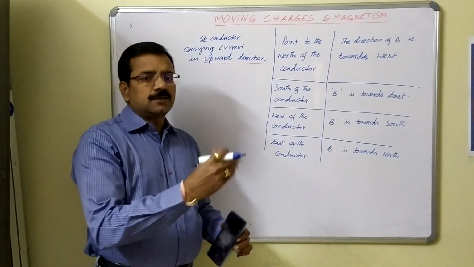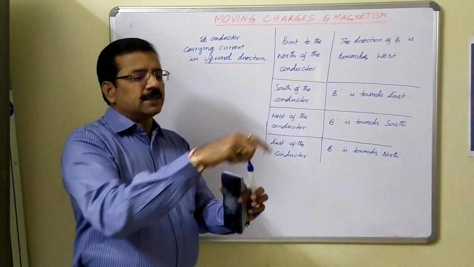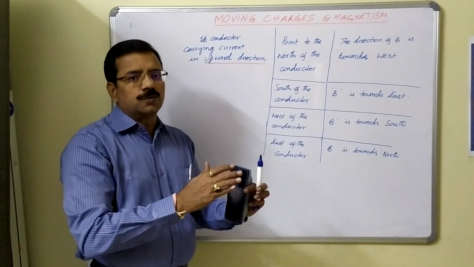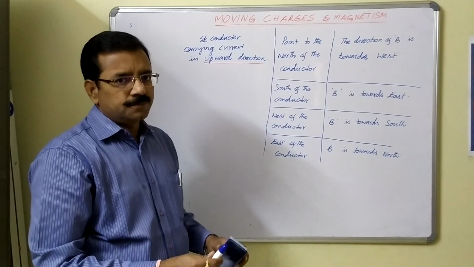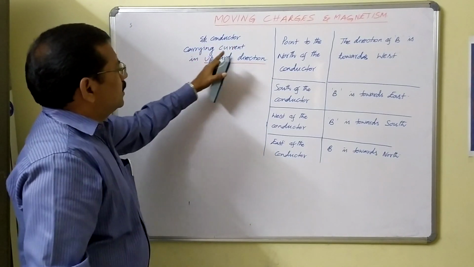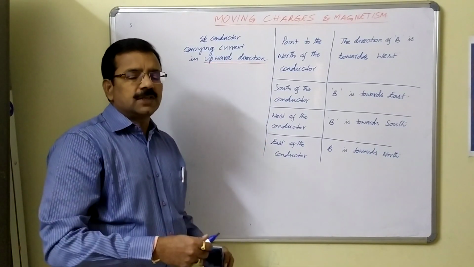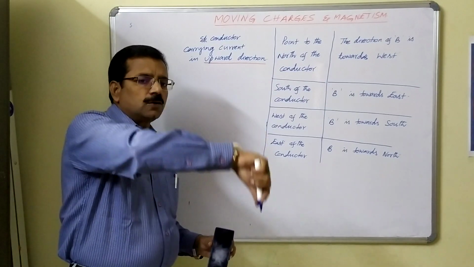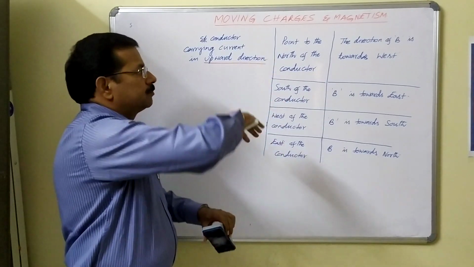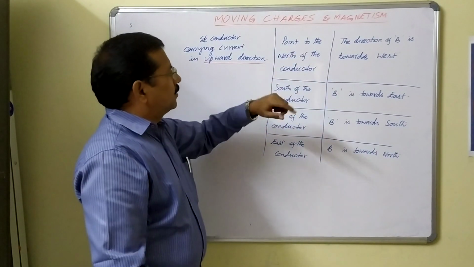This is how one can determine the direction of magnetic field induction at any point nearer to a current carrying conductor. Here we assume that the conductor is carrying current in the upward direction. What if the conductor is carrying current in the downward direction? It is the reverse of this.